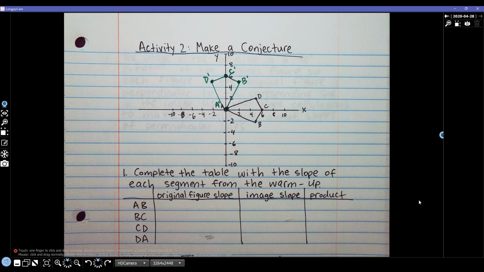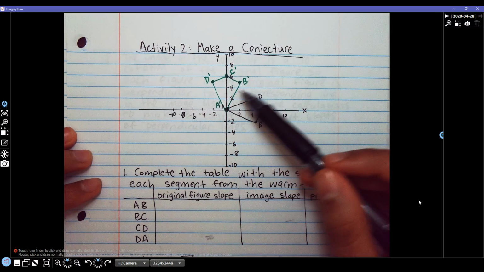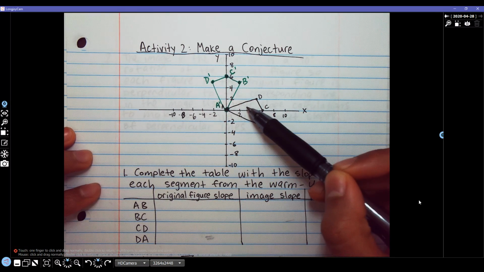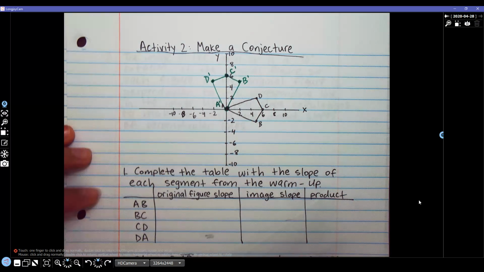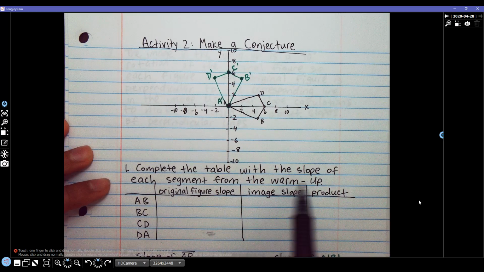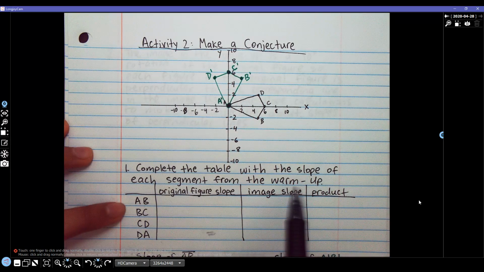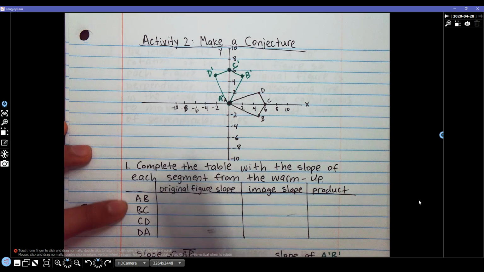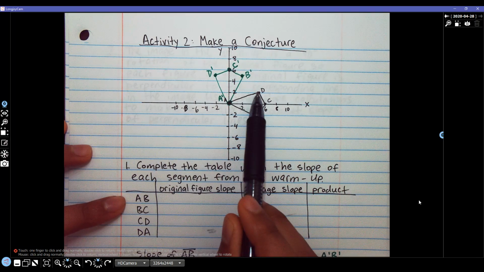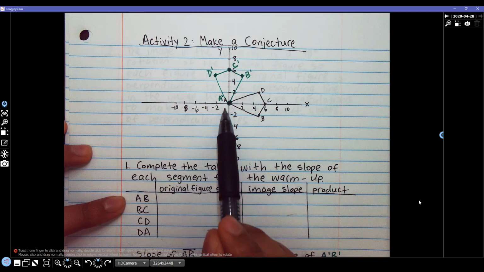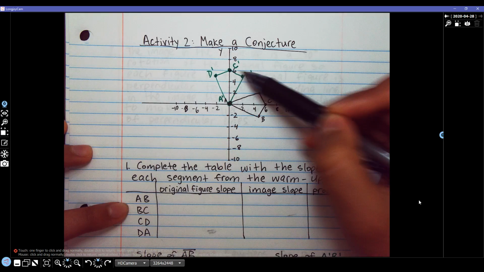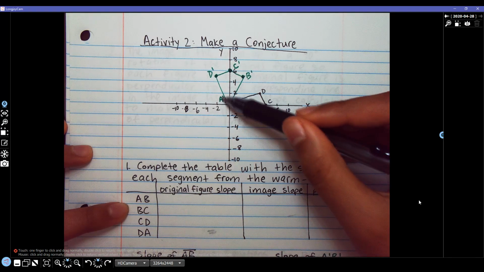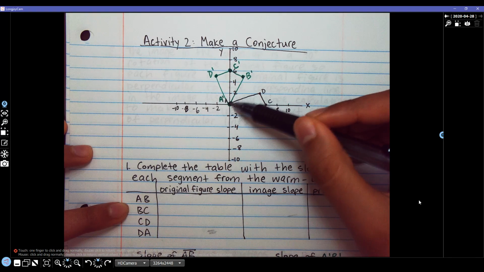Activity 2, make a conjecture. So you can see in this worksheet over here, I've got the image from the warm-up as well as the transformed image for quadrilateral ABCD. Question 1 asks us to complete the table with the slope of each segment from the warm-up. So we're looking at segment AB, BC, CD, and then DA, as well as the slopes from the transformed image, or the image slope. And these are, you can see here, from that 90-degree clockwise rotation.